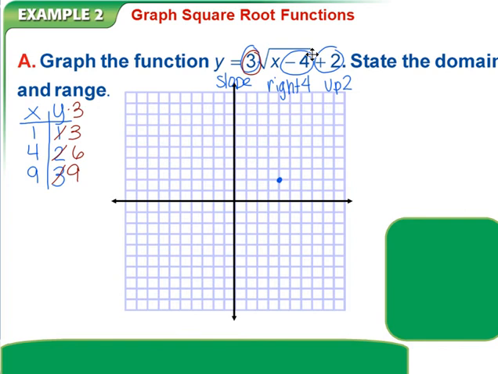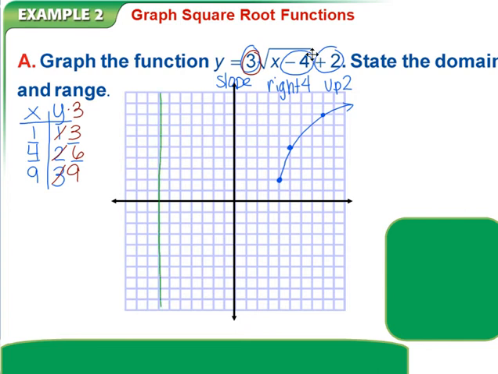So this is how we plot our points. From our starting point, we go over 1, up 3. Again, from our starting point, we go over 4, up 6. And then again, I can't do the 9. So we just do these points and then draw an arrow to continue it on. So there's our graph. Now let's describe the domain and the range.